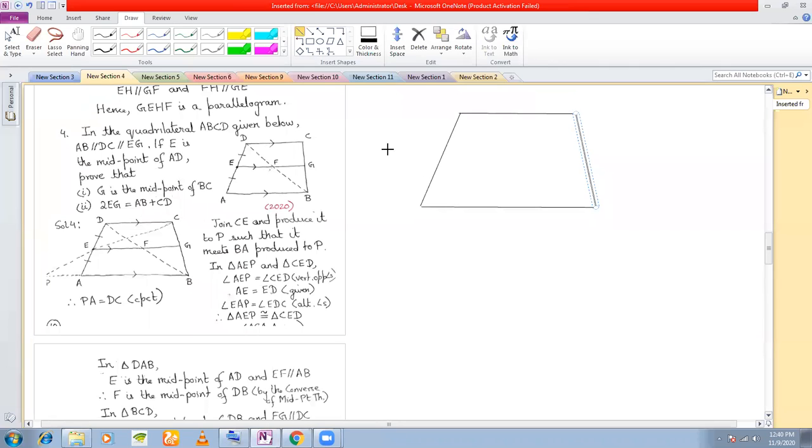What kind of a quadrilateral is this? Can you tell me what kind of quadrilateral this is? Anyone? Trapezium. Exactly, because two sides are parallel. So these three are given to be parallel, and this is joined with the help of a dotted line here.